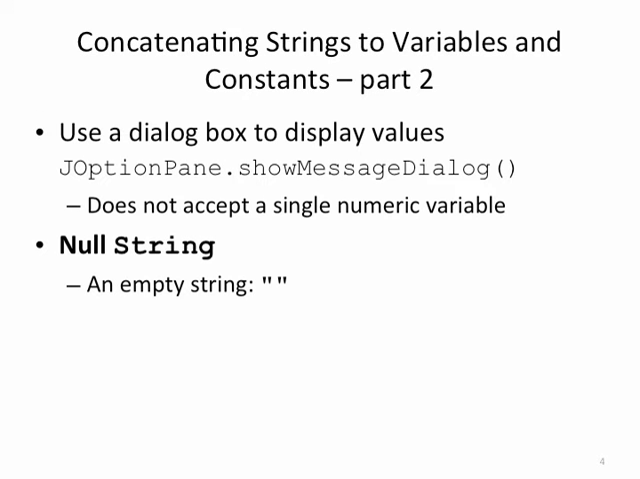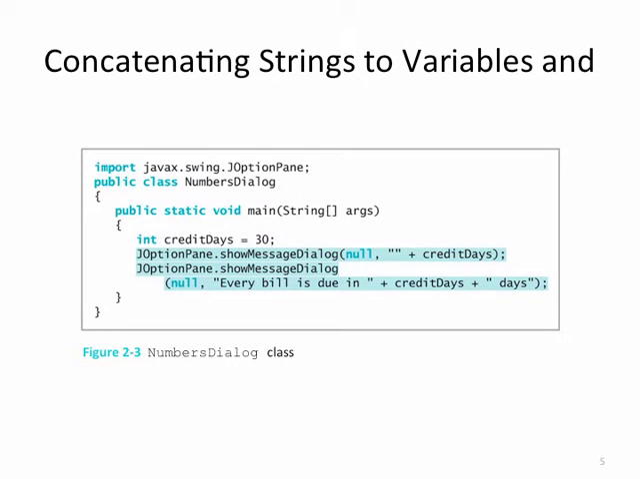We can also provide any number or string to the showMessageDialog method. We used it in the last chapter to display an output message, and although it says it does not accept a single numeric variable, we can concatenate a single numeric variable with the empty string. The empty string is indicated as two quotes right next to each other with no space in between them, and that empty string will cause the numeric variable to be converted to a string, which is pretty handy.